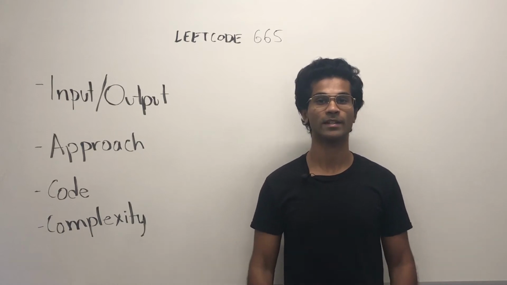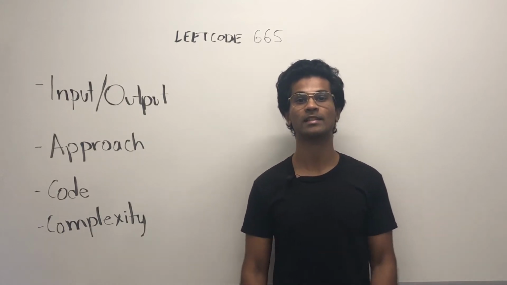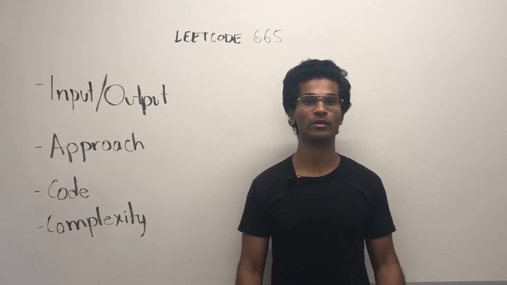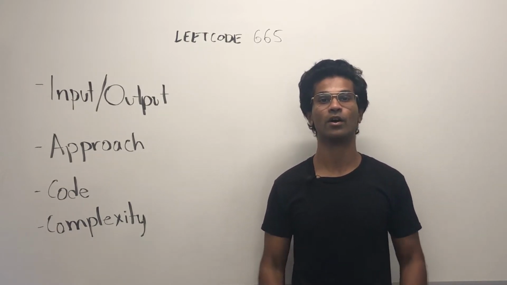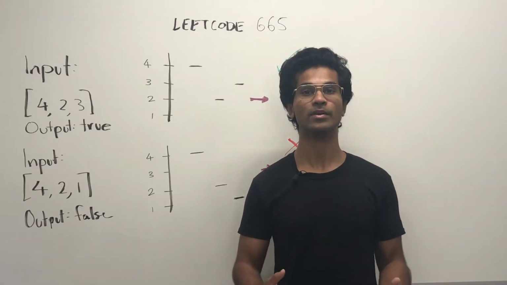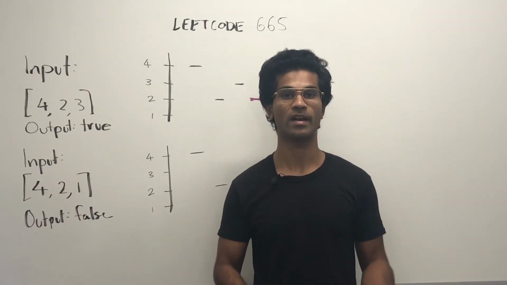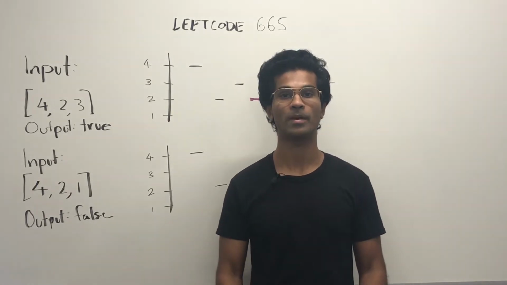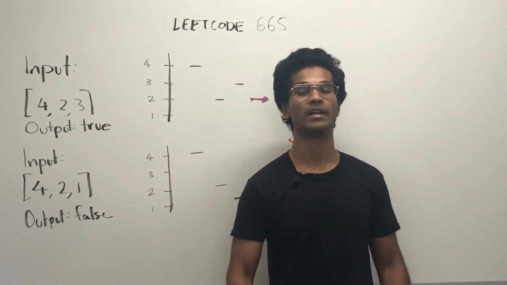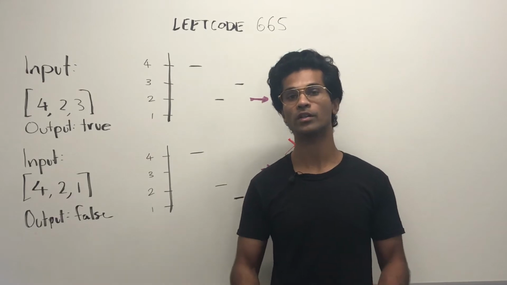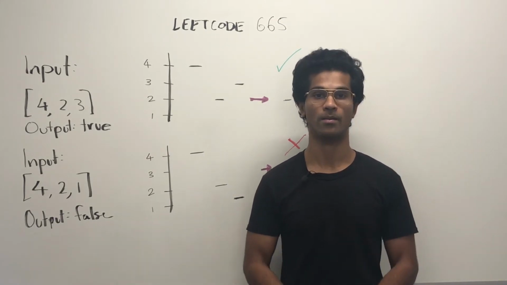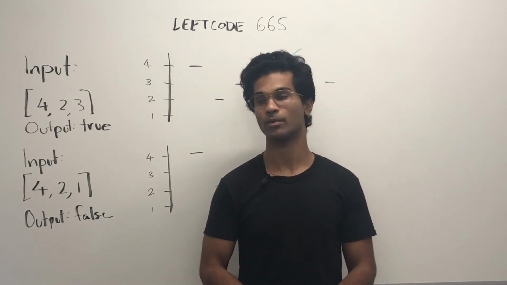What's up everyone? Today we're going to go over LeetCode 665 Non-decreasing Array. First we'll go over the input and approach, then we'll look at the code and complexity. So the input is going to be an integer array and the output is going to be Boolean true or false. Our job is to take the input and convert it into a non-decreasing array by changing at most one number. Let's look at the examples.